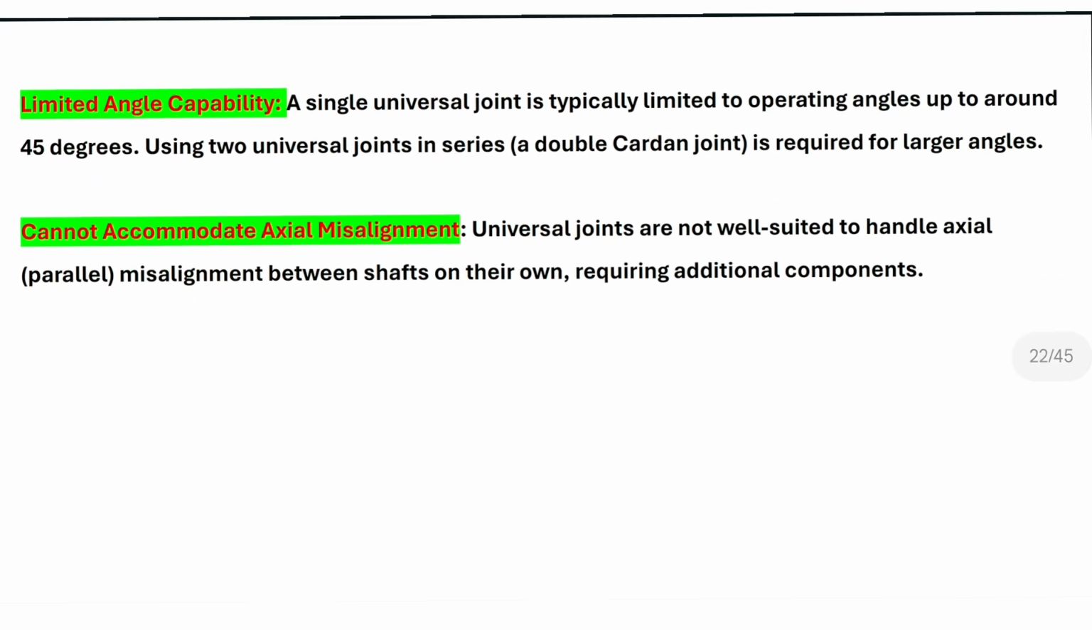Limited angle capacity. A single universal joint is typically limited to an operating angle up to around 45 degrees. Using two universal joints in series, a double cardan joint, is required for larger angles. Second, it cannot accommodate axial misalignment. Universal joints are not well suited to handle axial misalignment between the shafts on their own, requiring additional components.